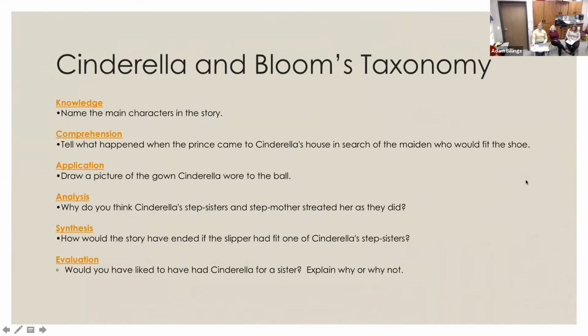So the other thing that we talked about is asking higher level questions. And we all know Bloom's and the different levels of questions. This was drilled into us in college, but I couldn't find the exact site that I've used before, but this is one of the examples, Cinderella and Bloom's taxonomy. And it goes through the different levels of questions and how you can ask different questions about the story Cinderella.